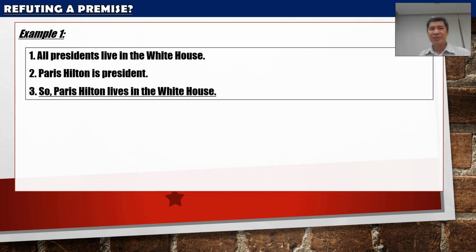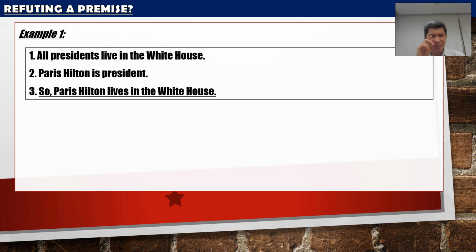Have a look at this example. All presidents live in the White House. Paris Hilton is the president. So Paris Hilton lives in the White House. A 3-line syllogism. How can we defeat this? Sounds very logical, right?